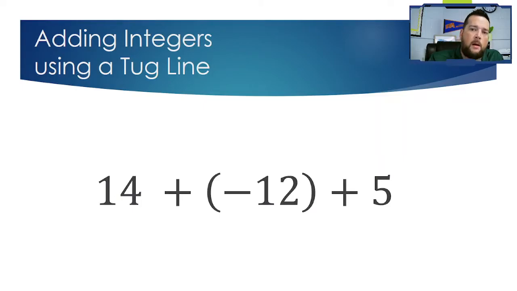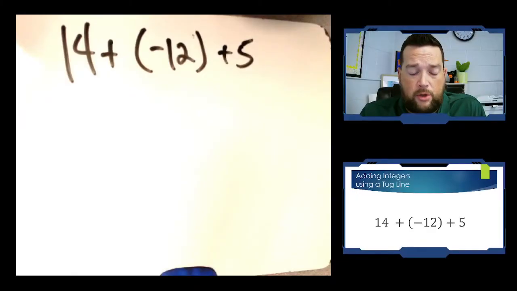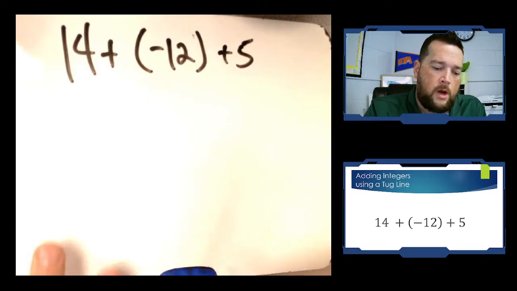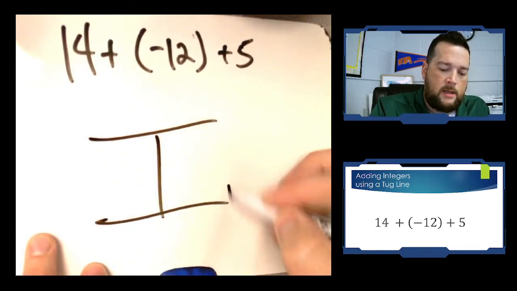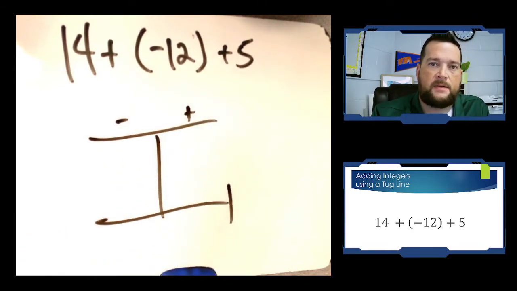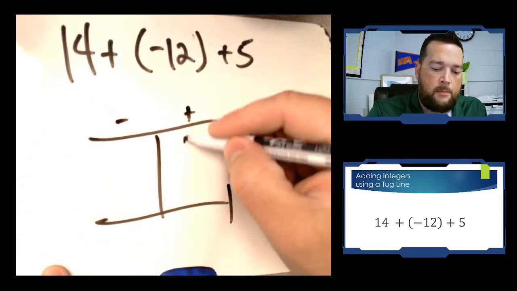Now we've got more numbers. We've got 14 plus negative 12 plus 5, all right? So go ahead and try this one. Pause the video, if you will, and then come back to it, all right? I'm going to go ahead and move forward, so if you haven't paused yet, you probably should do that. But here we go. We're going to make a tug line, all right, just like this. Positive side, negative side. We got 14 on team positive.